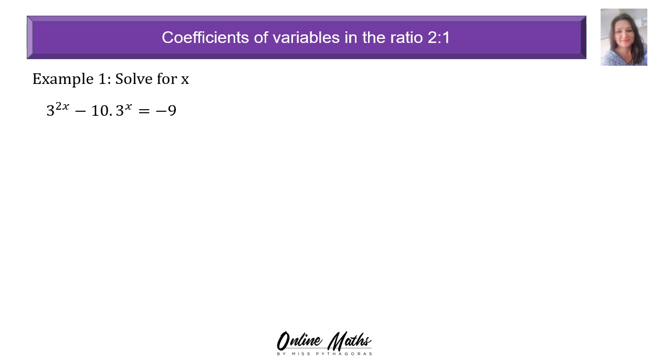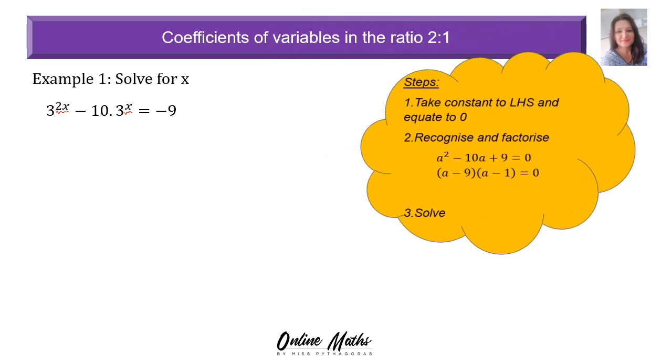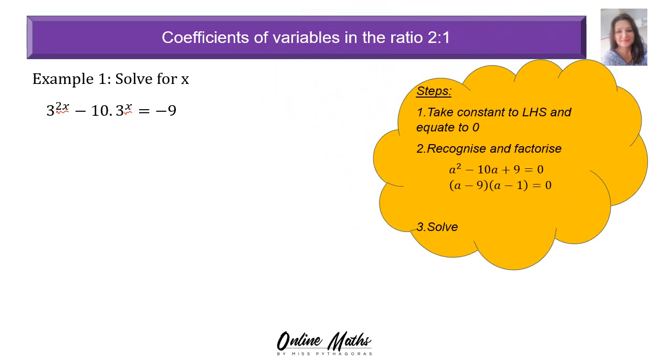So in this type, the coefficients of the variables are in the ratio 2 to 1. And this is how you recognize the sum. So if you look at your exponents, you see it's 2x and x. Now there's steps for you. Step 1. We take the constant term to the left-hand side and we equate to 0. Then we recognize and factorize.